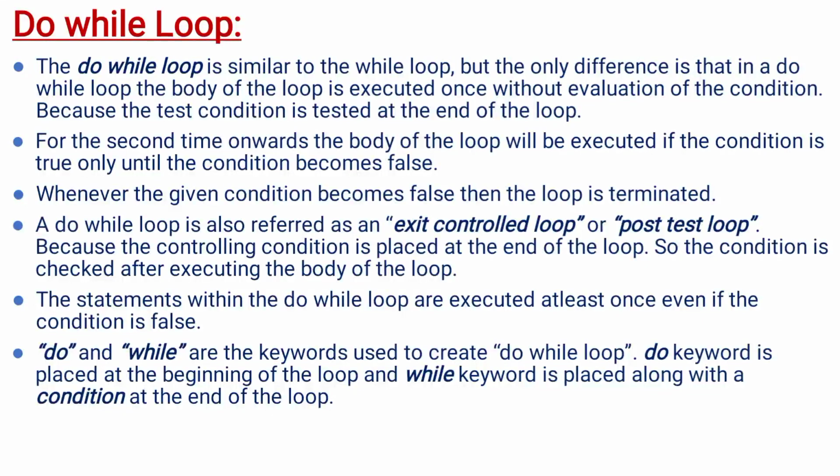Do and while are the keywords used to create do while loop. Do keyword is placed at the beginning of the loop and while keyword is placed along with a condition at the end of the loop. So here to create a do while loop, we need to write two keywords. Those two keywords are, one is do keyword, one is while keyword. Do keyword is written at the beginning of the loop and while keyword is written at the end of the loop. After writing the while keyword, we have to provide a condition after the while.